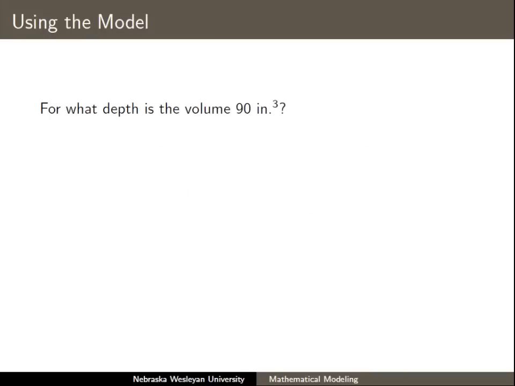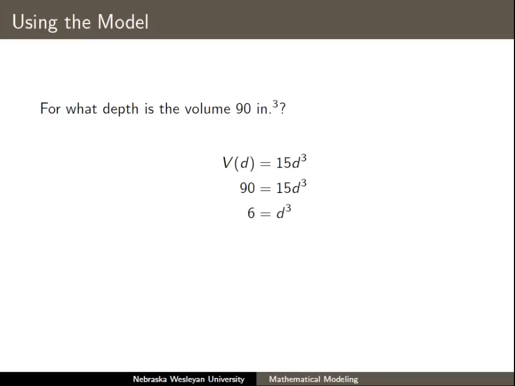I should also be able to answer a question like this: if I know the volume is some given amount, can I figure out what the depth must have been to give me that volume? Well, I have the equation that volume is equal to 15 times the depth cubed. And if I know that the volume is supposed to be 90 cubic inches, that's the left side of this equation. So I've substituted in 90 for my volume, and I know that that's equal to 15d cubed. And now I can try to solve this for d.